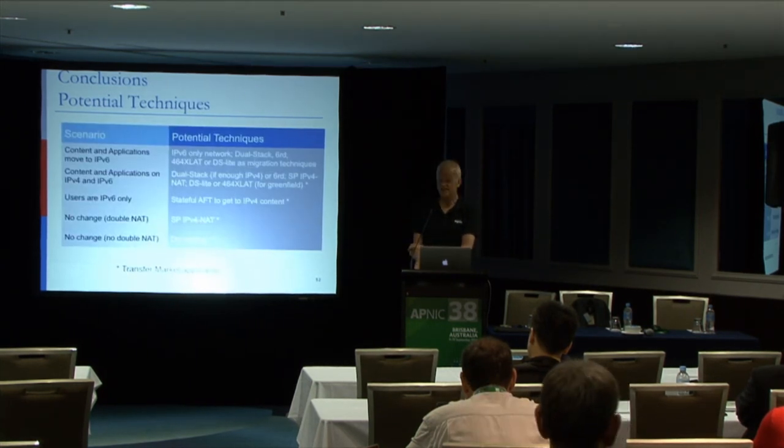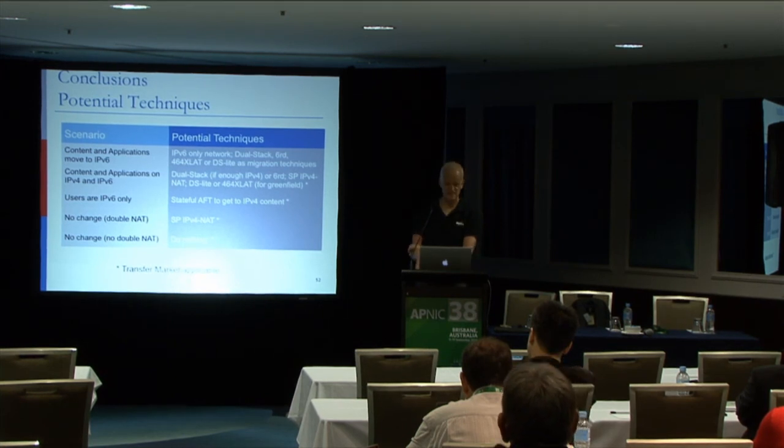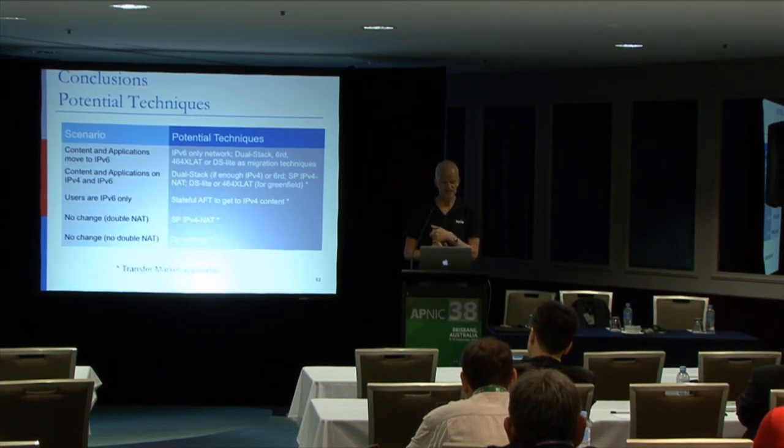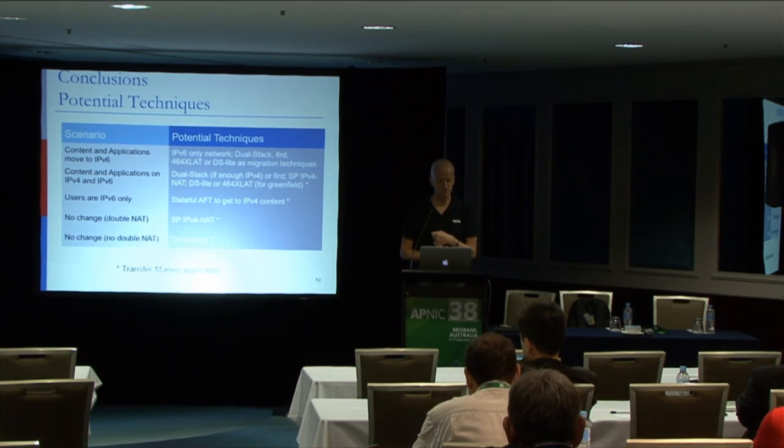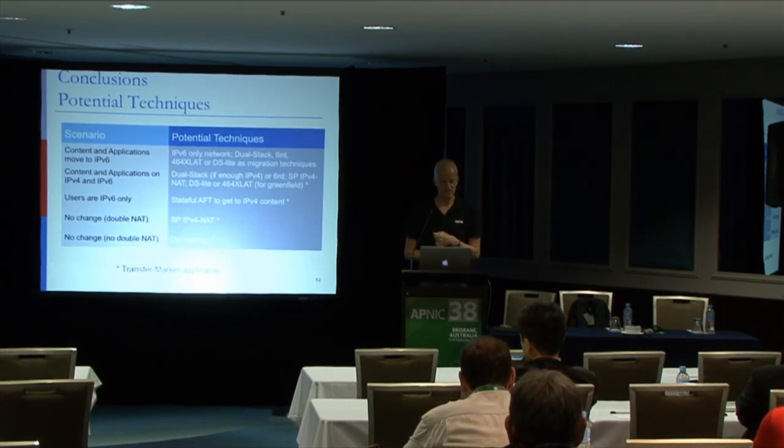So potential techniques, content applications moving to v6, so we can use a v6 only network, why not? Dual stack, 6RD, 464XLAT, DS-Lite as migration techniques. Content applications are on v4 and v6, all of the above, dual stack, maybe we need to use NAT. DS-Lite, 464XLAT. Users of v6 only, there is NAT64, but beware of the pitfalls, because a lot of stuff does not work v6 only.